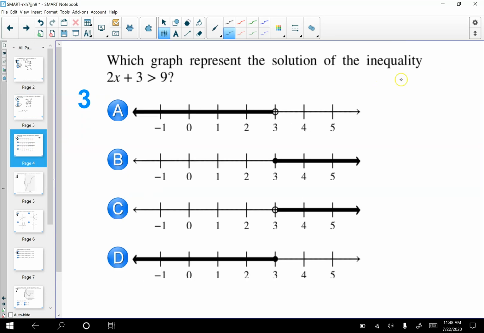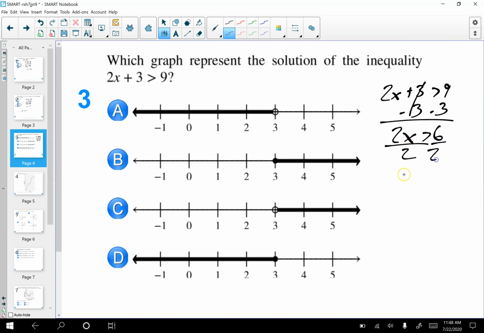So 2x plus 3 is greater than 9. We want a number line. So 2x plus 3 is greater than 9. We'll subtract the 3 on both sides. 2x is greater than 6. Divide by 2, and x is greater than 3.